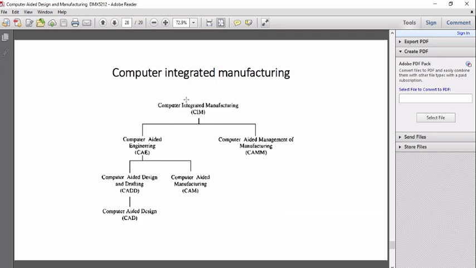So CIM can be divided into two categories: computer engineering, which is divided into drafting, manufacturing, and designing, and the other part, computer aided management, or CAM, computer aided management of manufacturing. Throughout this course, what we learn is this part: computer engineering, computer drafting and designing, and computer manufacturing.